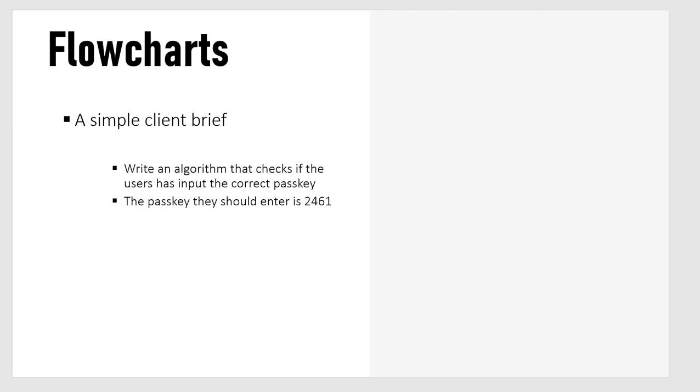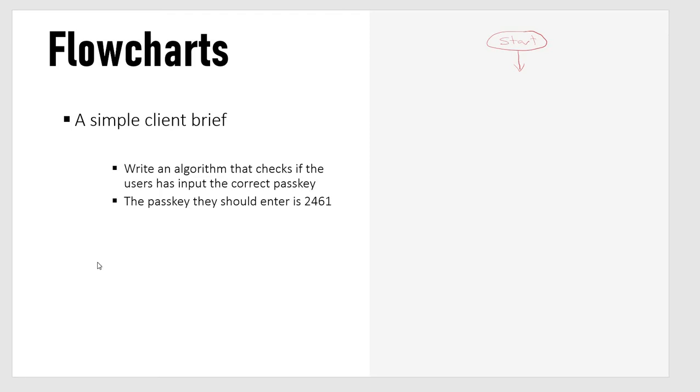So how do we develop an algorithm with this? Well, first we have to have a start. So we're going to use the sort of oval shape up here. We're going to say start, like that. Then we draw an arrow to indicate where the data is going to next.